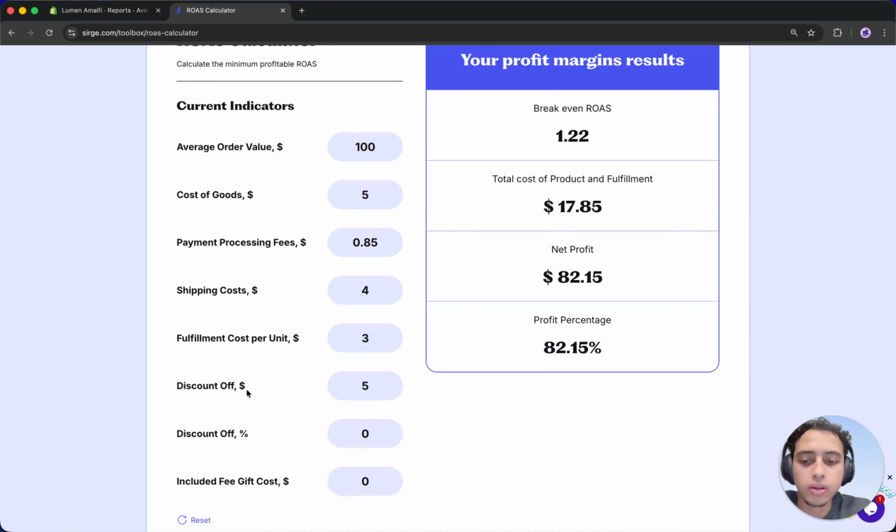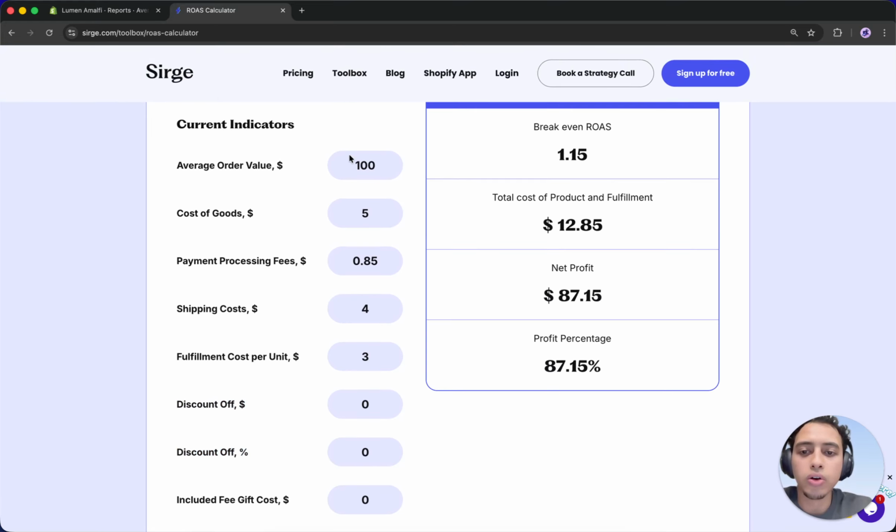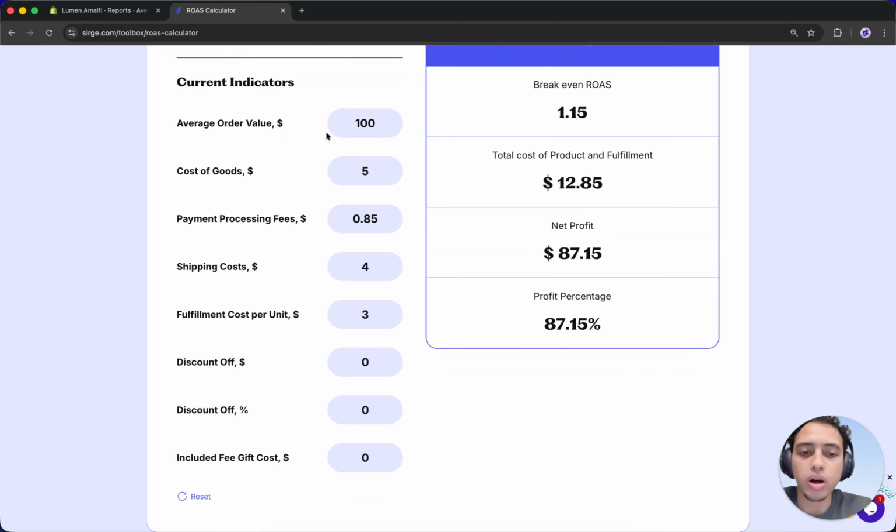Discount off per dollar. This one, you shouldn't have to worry about, unless, I can't even think of a reason for this one. The reason why you shouldn't have to worry about discount off per dollar or discount off percentage wise is because you're already getting the total revenue of the product. The total revenue is not, let's just say you have a 5% or 10% off on your site. Let's just say you have a 10% off.